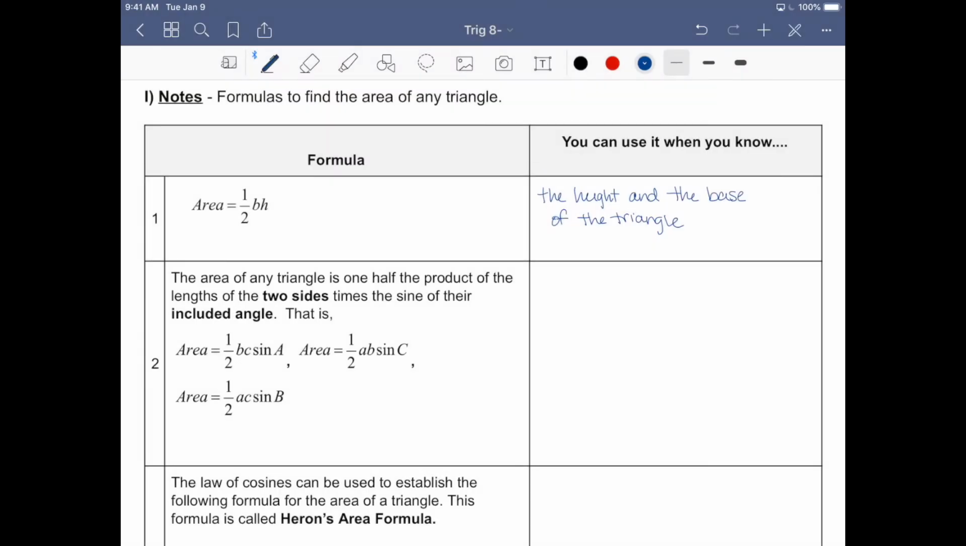Formula 2 says the area of any triangle is 1/2 the product of the lengths of the two sides times the sine of their included angle. And that is the following three formulas depending on which sides you have and which angle you know about. So you can use it when you know two sides and the angle in between. So that means you know side, angle, side. This means a SAS case.